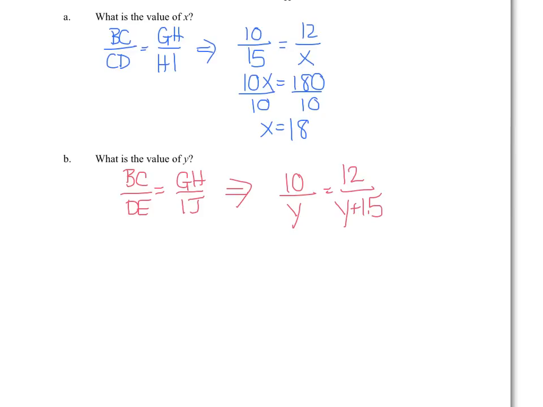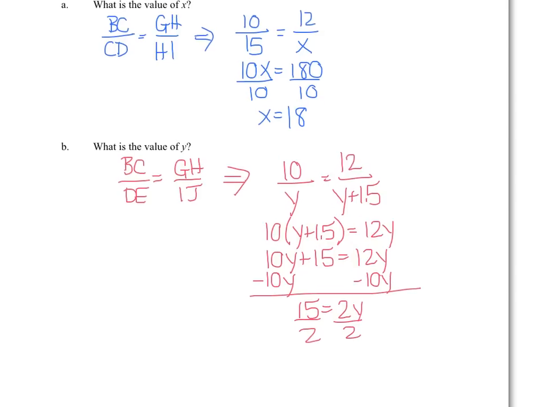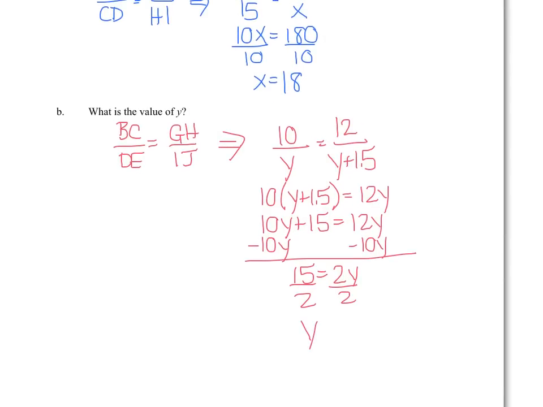So I'm going to cross multiply, and I'm going to have 10 times y plus 1.5 equals 12 times y. If I distribute out, I have 10y plus 15 equals 12y. Subtract 10y on both sides, and we have 15 equals 2y. Divide by 2, and therefore we get y equals 7.5.